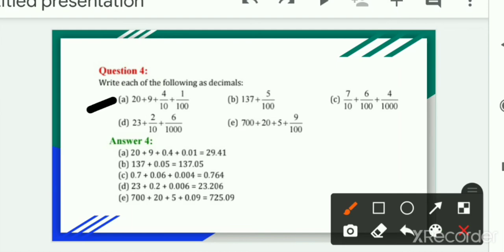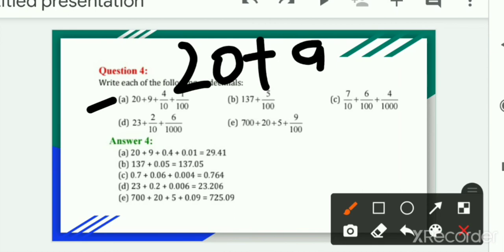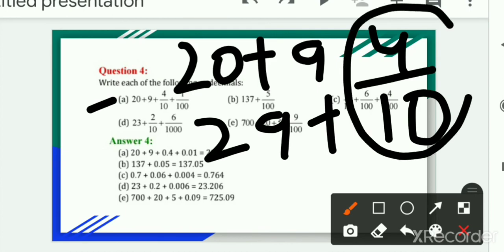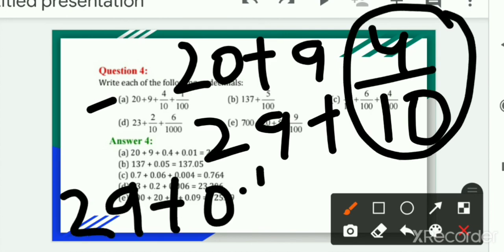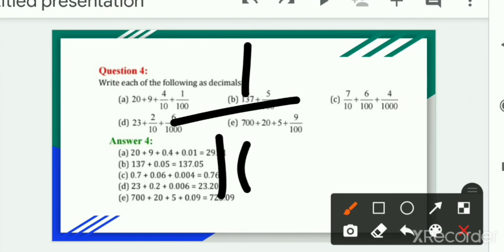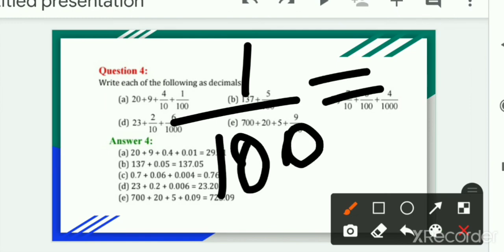Okay, first one. So how will you solve? 20 plus 9 will become 29. Plus 4 upon 10 is given. When you divide 4 by 10, you will get 29 plus 0.4. So the answer will become 29.4. But you are also given 1 upon 100. So how will you solve this? You will get 0.01.